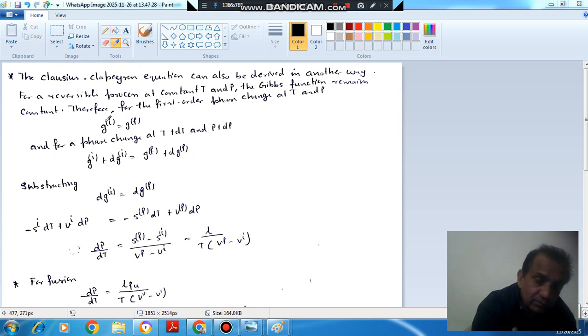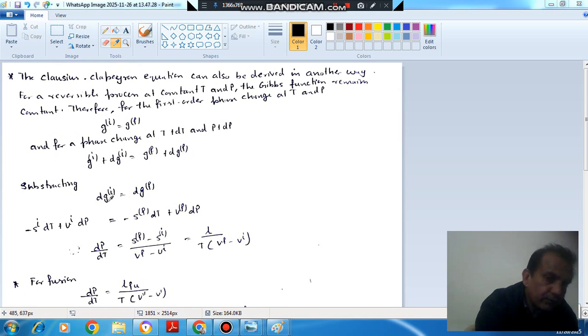The changes are to satisfy the requirement of entropy and volume. For entropy, it changes in one way, and for volume, it changes in some other way. But the net effect is that there is no change in Gibbs function. So the initial Gibbs function and the final Gibbs function are the same.